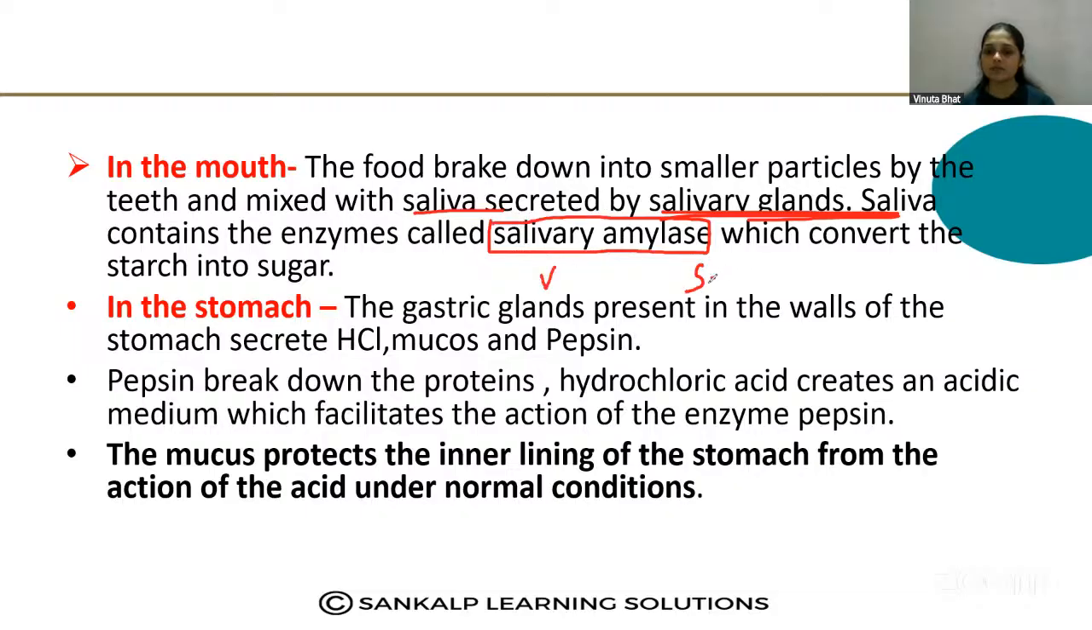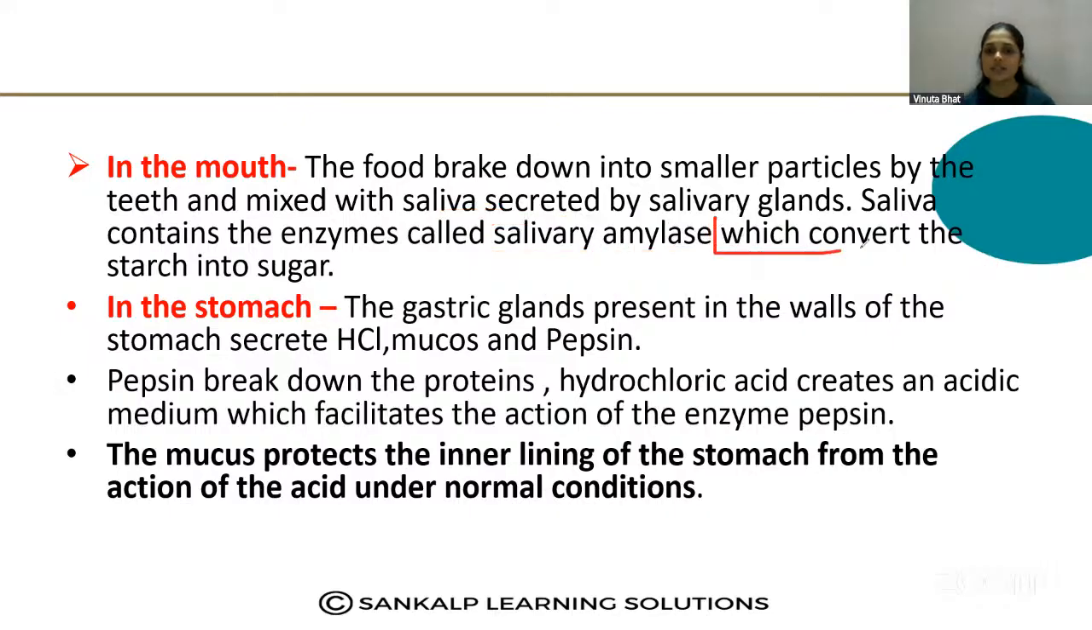Saliva, which is secreted by salivary glands, contains the enzyme called salivary amylase. So the question will be like this: the saliva contains an enzyme, which enzyme is it? It is called salivary amylase. What is the function of this salivary amylase? Very, very important.